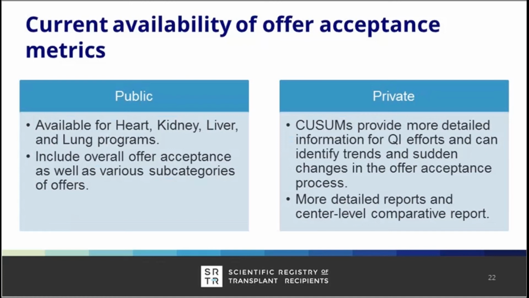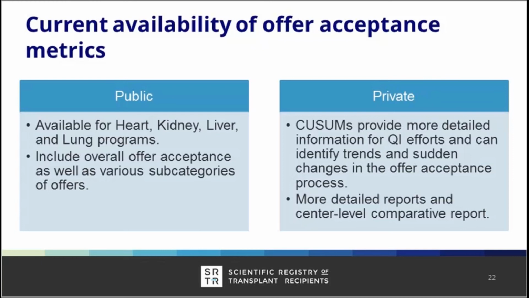Privately, we are providing quality control charts, what we call CUSUM charts. Those provide more detailed information for QI efforts within your program. It shows you trends over time. You can identify sudden changes in offer acceptance practices over time. And we've heard from some programs that have used those successfully and identified various issues within their program. It's been fun to hear some of the feedback on that as well.